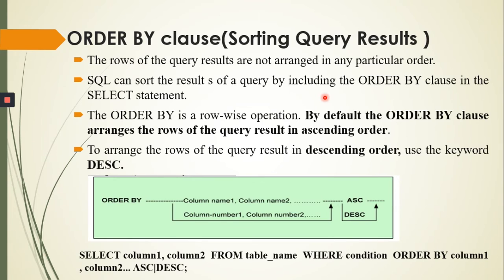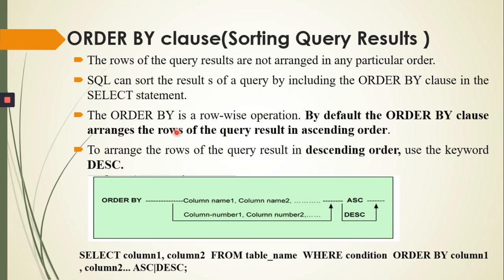Okay, next is the order by clause. Order by, as the name suggests, is also known as sorting. You also know ascending order and descending order. The rows of the query results are not arranged in any particular order. SQL can sort the results of the query by including the order by clause in the select statement. As the name suggests, it stores the output in some order.